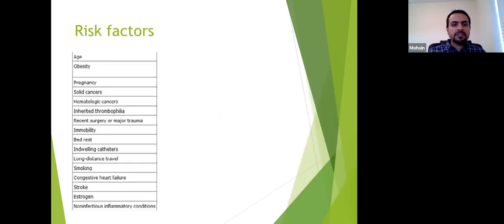Risk factor wise, most of it, as I said, is increasing age, obesity, pregnancy, cancers, all through the list that you can see. And if you think about the Virchow's triad here, all of these factors fit in one way or another in that triangle. So something to think about, someone who's on smoking, stroke, on estrogens, they are somehow procoagulant and lead to thrombi and pulmonary embolisms.